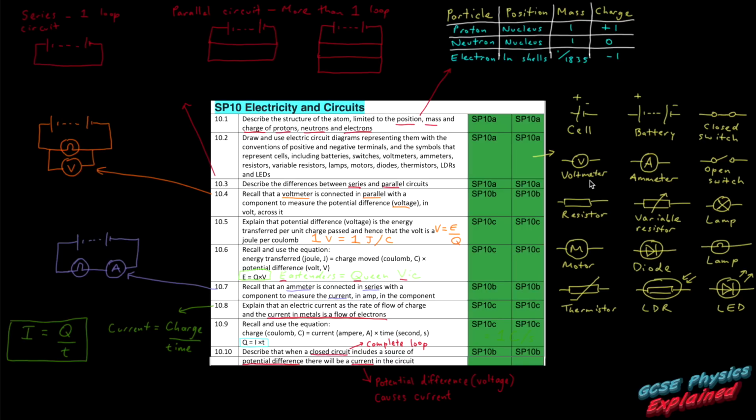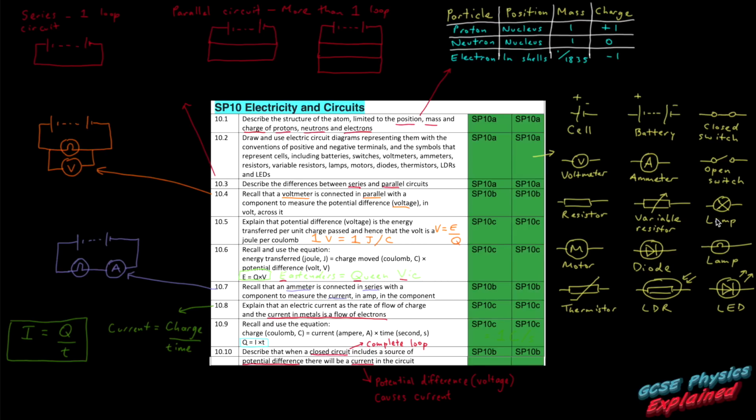Voltmeter is a circle with a V, it measures voltage. Ammeter is a circle with an A, it measures current. Open switch is Harry Potter's broken glasses. Resistor is just a box. Variable resistor is just a box with an arrow through. I like to think of the arrow there as like an upside down V, V for variable.